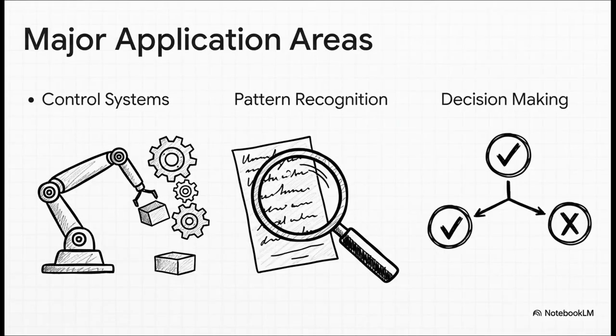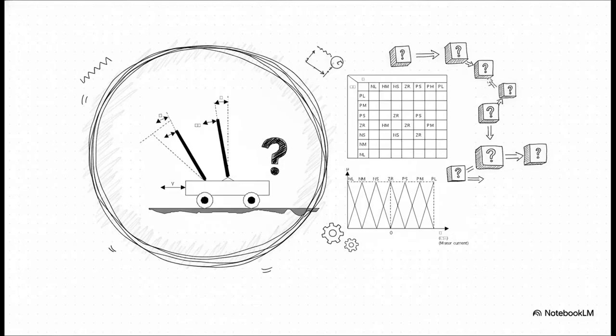Generally speaking, fuzzy systems really shine in three big areas. First up, control systems. Think managing an industrial process or even a subway train. Second, pattern recognition, like figuring out someone's handwriting. And third, decision-making, like maybe helping a bank decide whether to approve a loan. And here is a classic problem that shows this off perfectly.